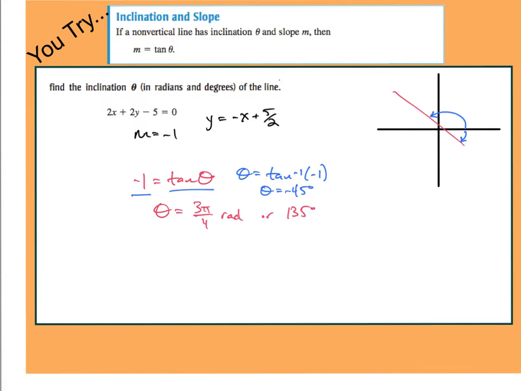So what do we have to do to this negative 45 degrees? We add 180 to it. And so then we end up with 135 degrees. Are you following me? Does anybody remember why it has to be negative 45 degrees in my calculator?